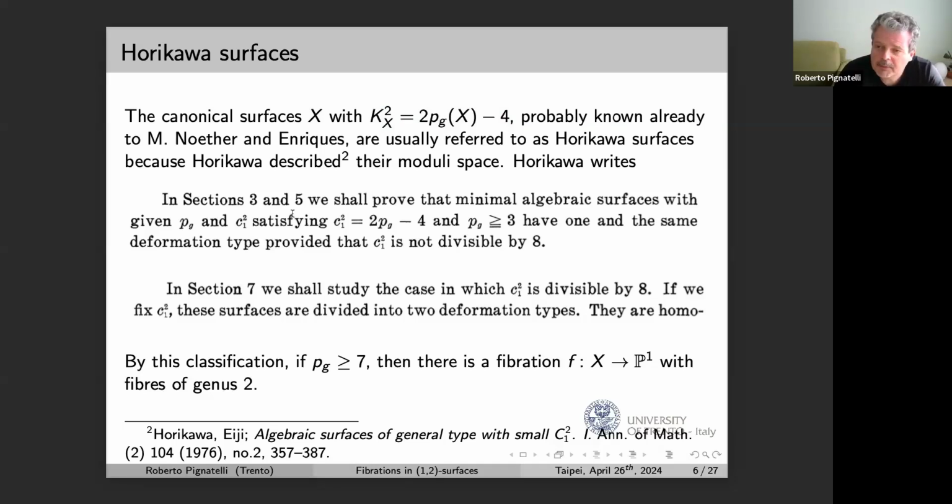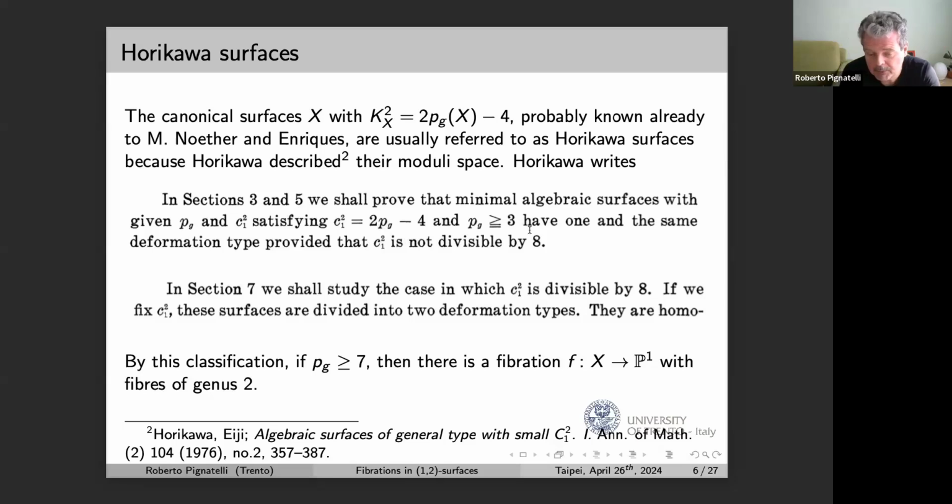But then studying deformation, he said that most of these cases are the generalization of other cases. And he found that, in fact, for almost all of them, if C1 squared is not divisible by 8, C1 squared is even on this line, so it's basically once every 4 cases. But if C1 squared is not divisible by 8, then all these surfaces have the same deformation type, and that's the way Horikawa writes it in the introduction.